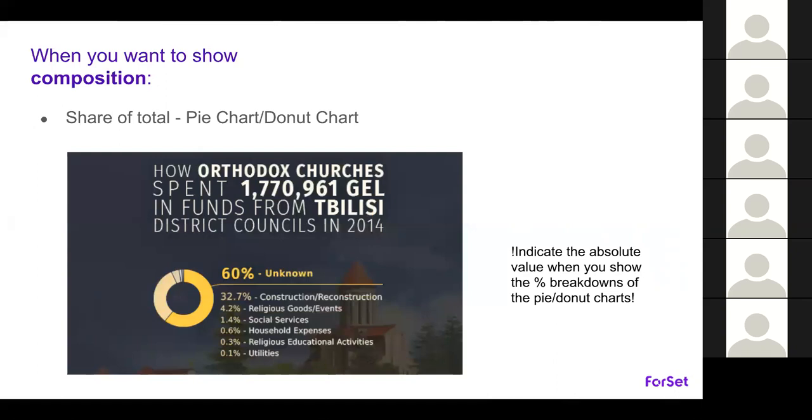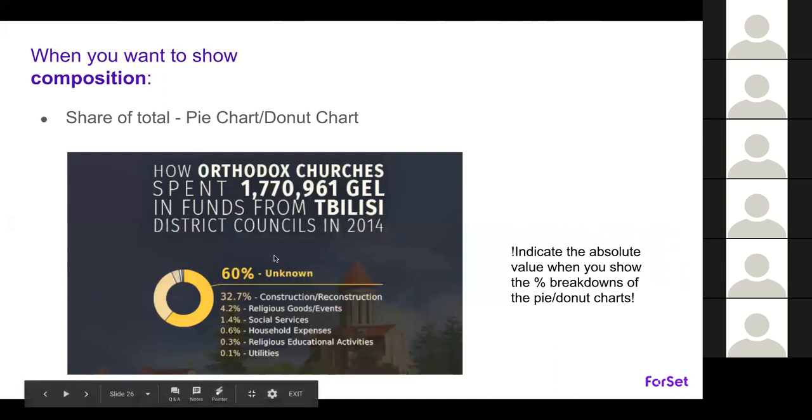The general recommendation when it comes to the use of pie charts is that we should not use more than 5 or 6 parts, because when there are too many parts in a single pie chart, it's very difficult for the human eye to perceive the difference between them.